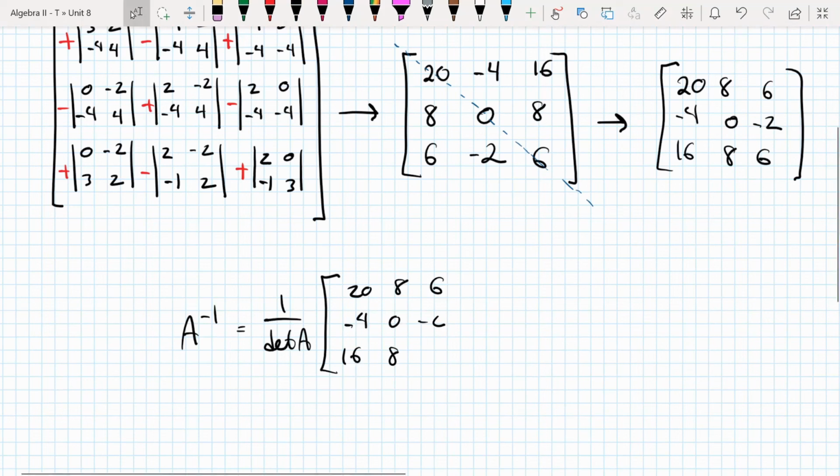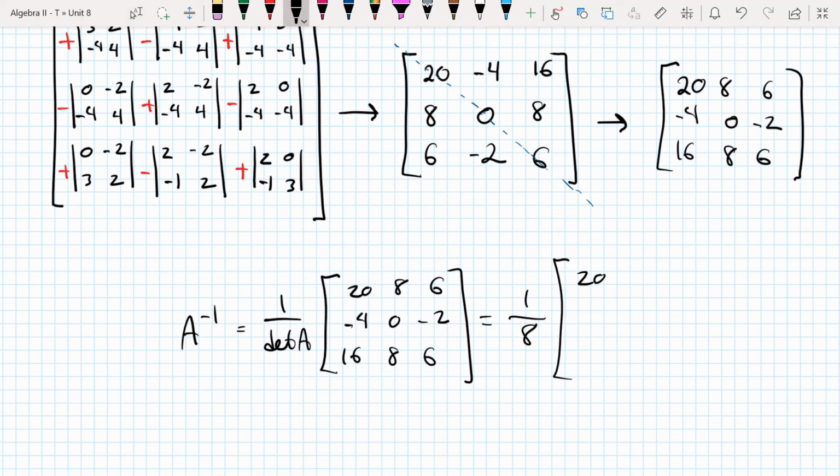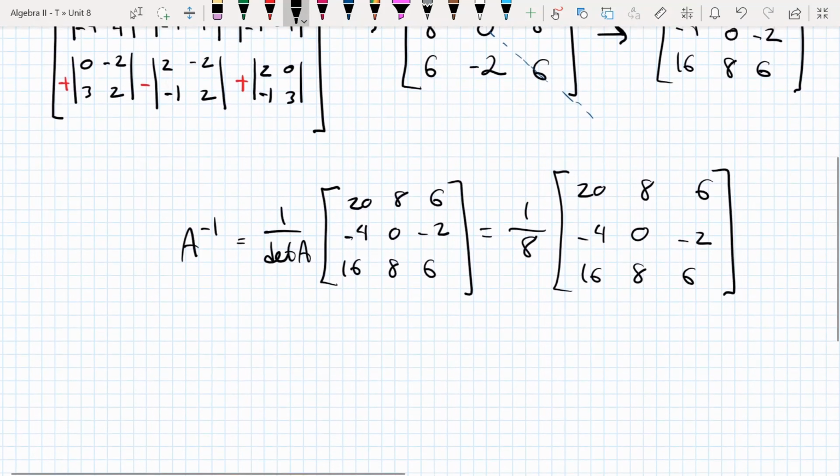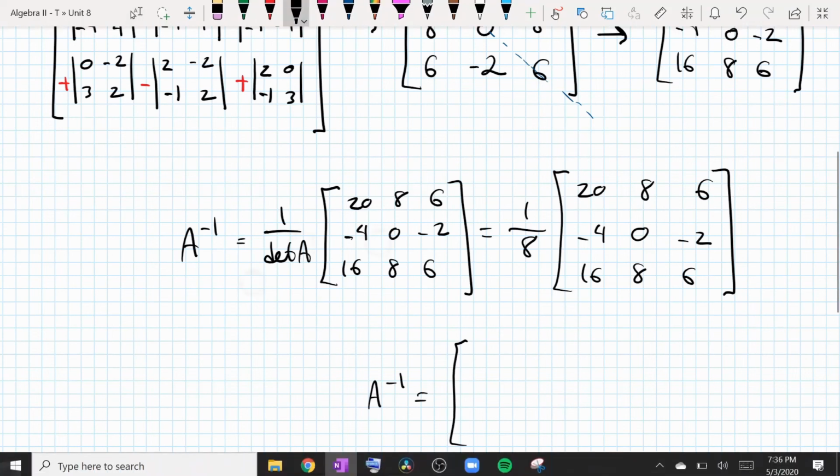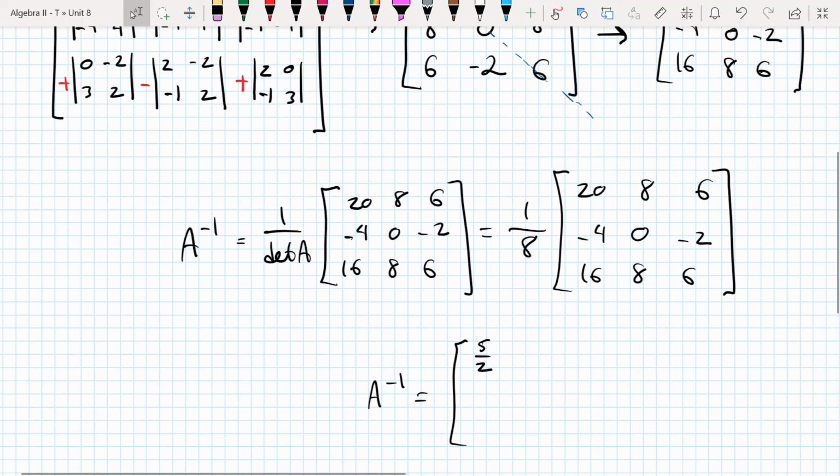So last thing we're going to do is plug in the determinant. So 1 over 8 times this whole thing. Okay, and then we're going to multiply 1 over 8 through. So the inverse is equal to, so remember when we're multiplying a scalar by a matrix, we just multiply each element in the matrix by that scalar. So 20 divided by 8, that's the same thing as 5 over 2. 8 over 8 is 1. 6 over 8 is 3/4. Negative 4 over 8 is negative 1/2.